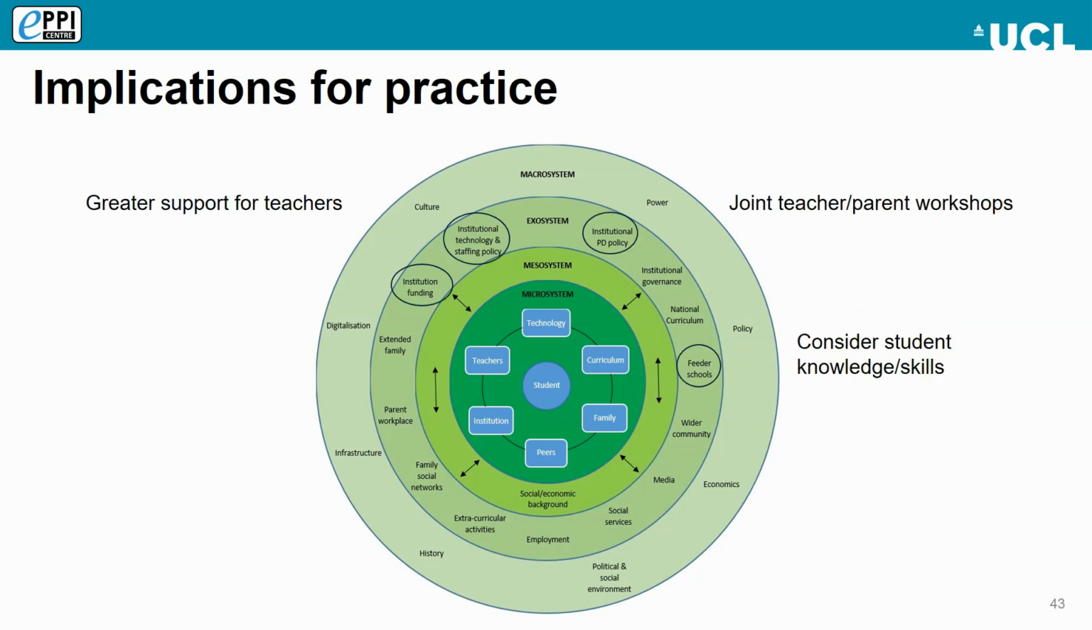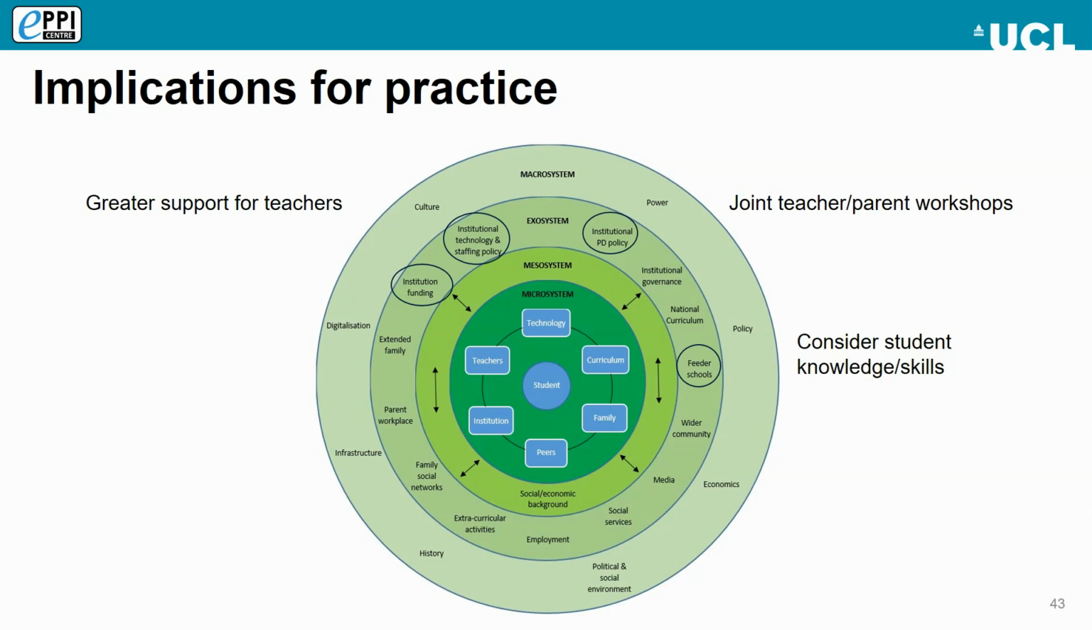At the exosystem level, greater support is needed for teachers at the institutional level, especially in terms of the staffing policy, but also funding and the professional development policy. I think greater awareness is needed of the amount of time it takes to create some of these resources, and that should be reflected in institutional policies. It's also suggested that there be, at the schooling level, increased opportunities for teachers and parents to conduct professional development together, so that there's more opportunity for joint understanding of these approaches, but also a feeling that we're all in this together, and that not everyone has the answers.